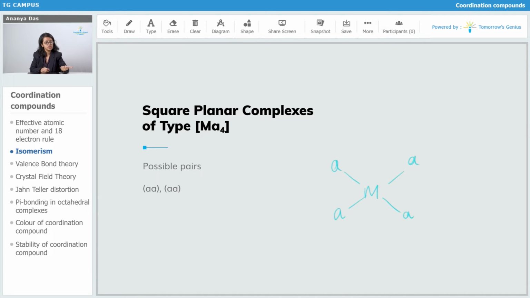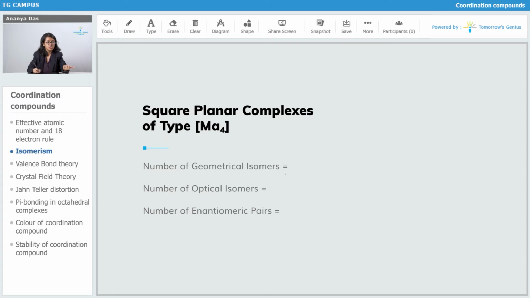If you look at its calculations, you will write that the number of geometrical isomers is equal to 1. The number of optical isomers will be 0 because it is not optically active. The number of enantiomeric pairs is also going to be 0. And the number of stereoisomers is going to be the number of optical isomers, which is 0, plus the inactive possible pairs, which is 1. So that's equal to 1. So this was the isomerism which is possible in the square planar complex of the type MA4.